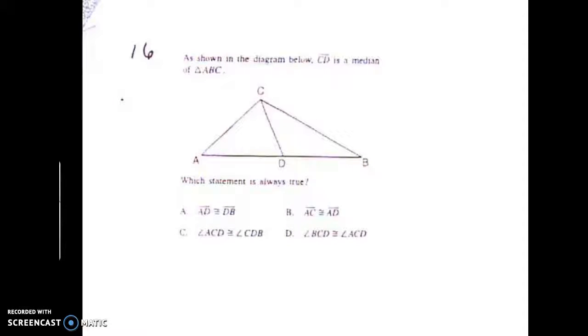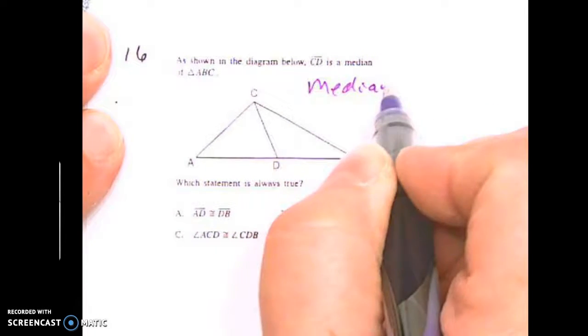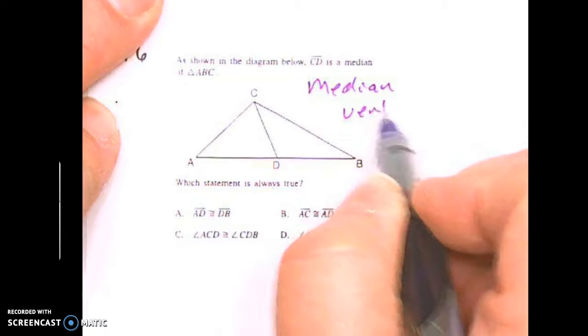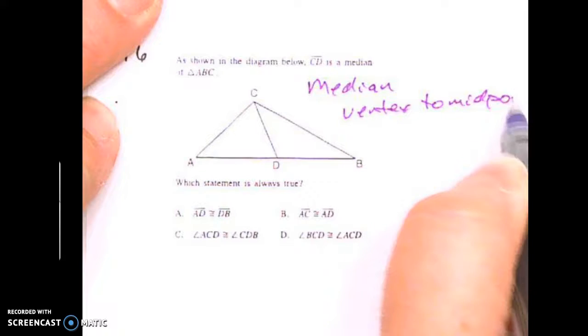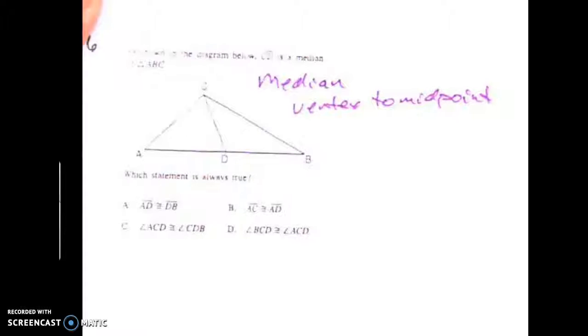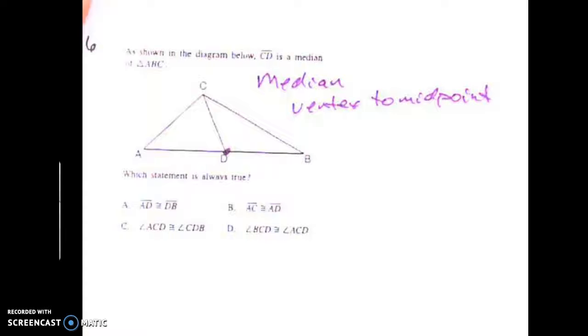We are continuing with the Geometry Semester Review, looking at problem number 16. As shown in the diagram, segment CD is a median of triangle ABC. One thing we know about a median is it goes from a vertex to a midpoint. So if C is my vertex, point D has to be the midpoint of segment AB.